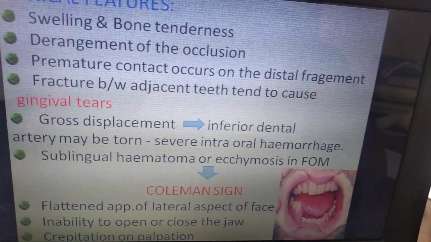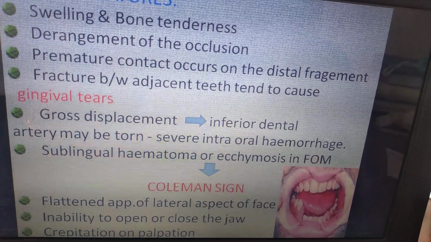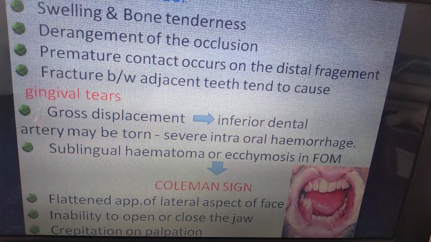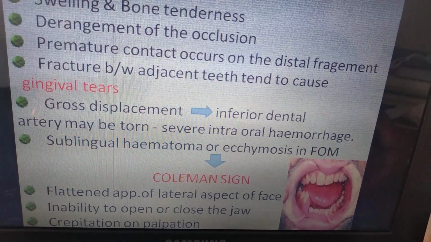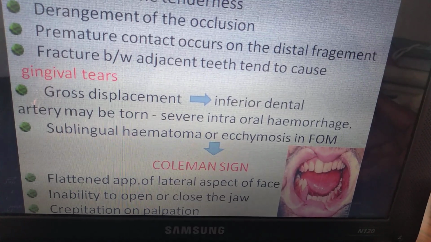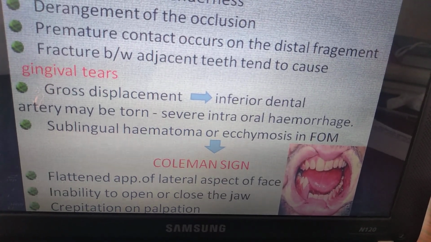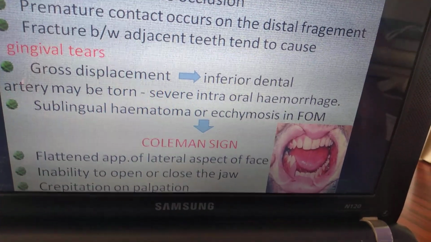Clinical features: swelling and bone tenderness, derangement of the occlusion, premature contact occurs on the distal fragment. Fracture between the adjacent teeth tends to cause gingival tears, gross displacement. Inferior dental artery may be torn, causing severe intraoral hemorrhage, sublingual hematoma or ecchymosis in the floor of the mouth. This is called Coleman sign. It is a specific clinical feature of the body of the mandible fracture.